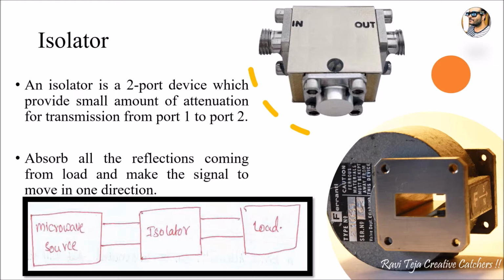In today's class, we are going to learn about a ferrite device called an isolator. An isolator is a two-port device, a ferrite device which exhibits magnetic properties. As we have already seen in the previous classes, we have seen the bench setup of a microwave system. In that we have seen the isolator, right?